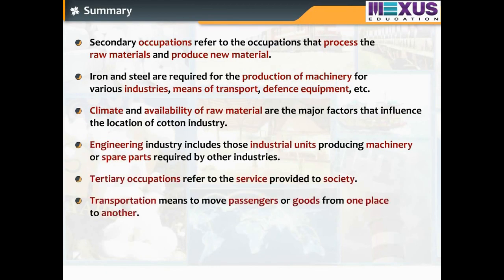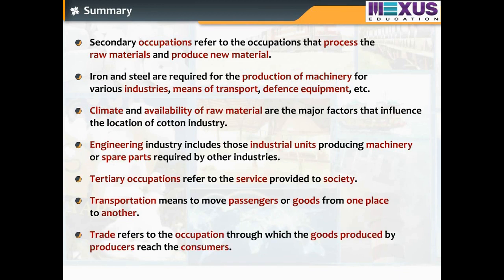Let us now recap all the important points that we have covered in this module on secondary and tertiary occupations.